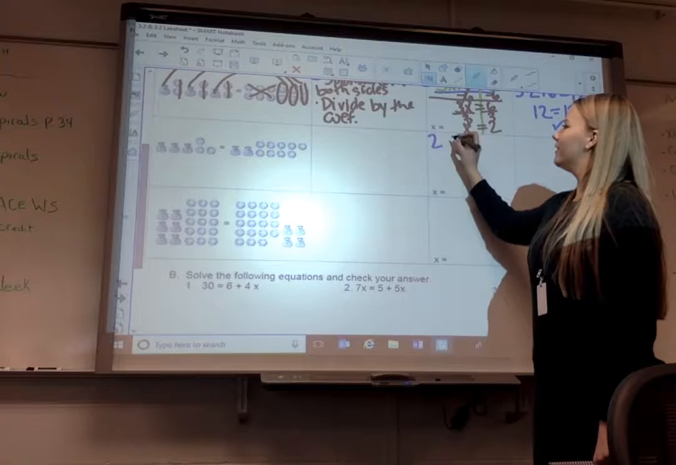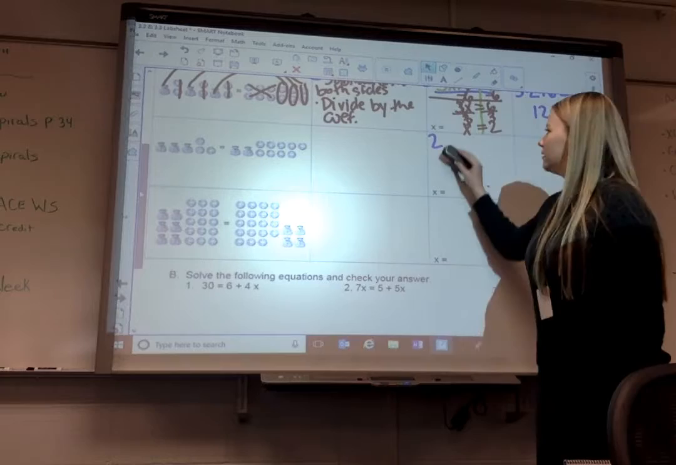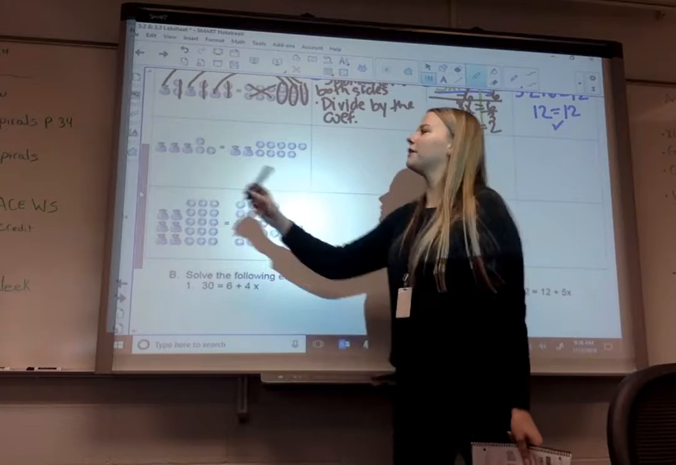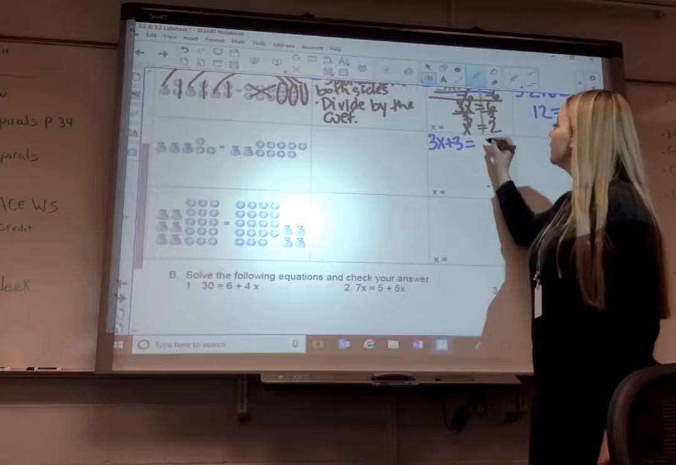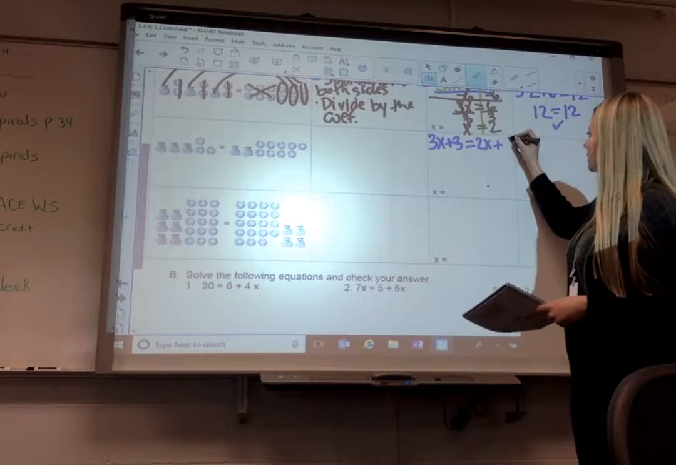Yep. No. Why is it not 2x? There's 3 bags. Oh, there's 3. How many bags are on our left side of our equal sign? Three. So it's going to be 3x plus 3, so there's 3 coins. Equals 2x plus 9, because we have 9 coins. I agree? Now, everyone make that long line down the equal sign like Miss Perry did in green.